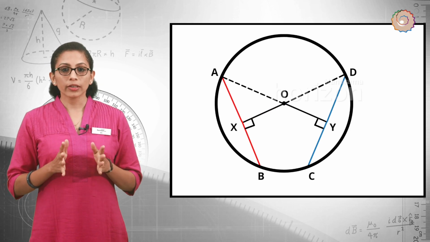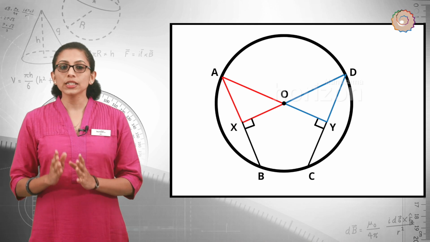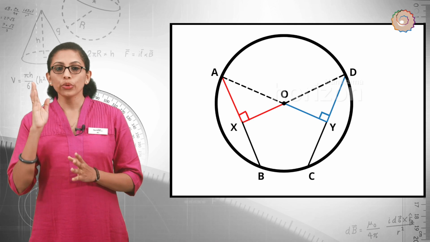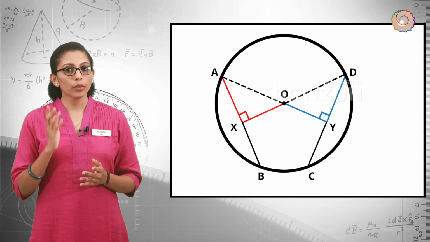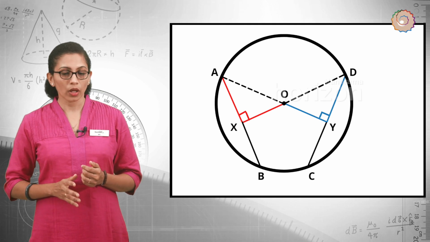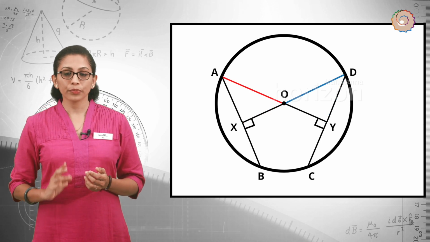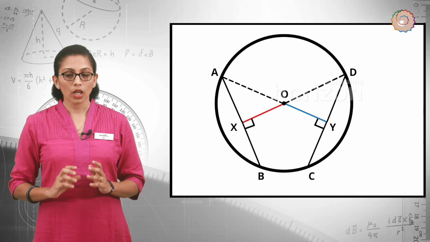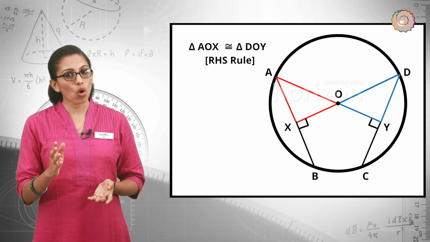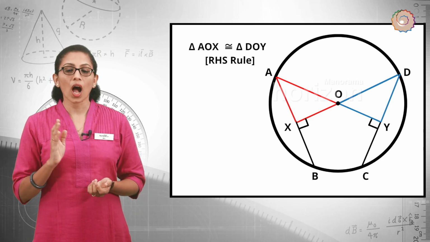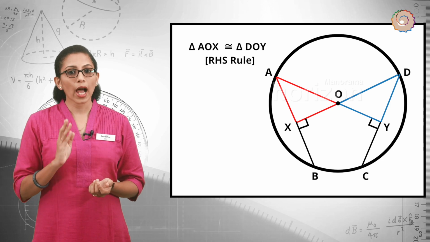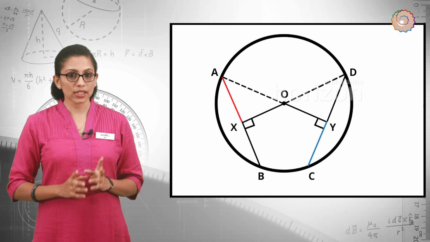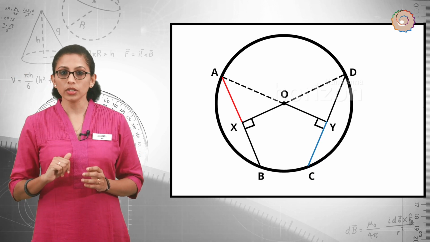Let's see the proof. Consider triangle AOX and triangle DOY. Angle OXA is equal to angle OYD. Reason, both are 90 degrees, it's a given data. Now we know OA equal to OD, they are both radii. OX is equal to OY, it's a given data. Therefore, triangle AOX is congruent to triangle DOY by RHS rule, that is right angle hypotenuse side. By CPCT, we can say AX is equal to DY and mark it as equation number 1.